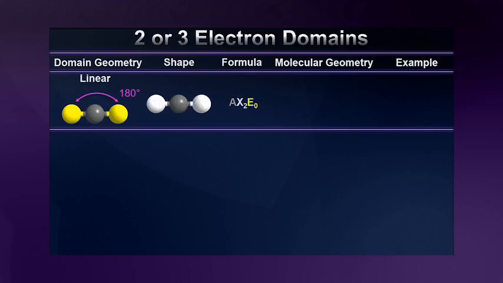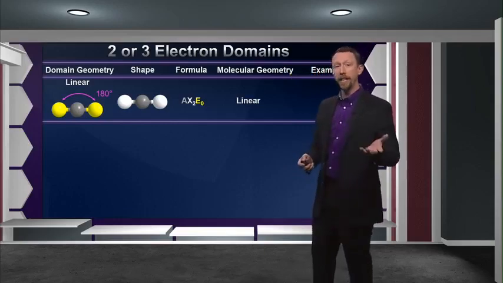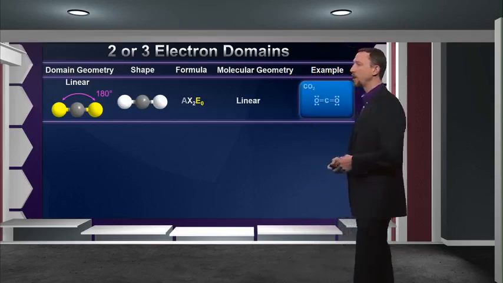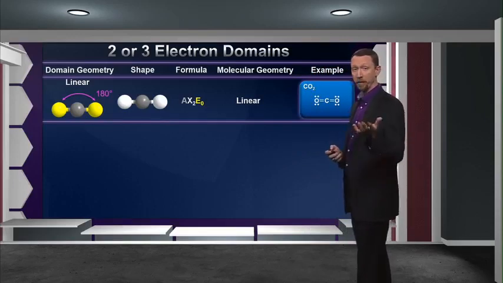AX2E0, where the X represents bonded atoms, the E represents lone pair electrons, and the A, of course, represents the central atom. Now, we would call this molecular geometry linear because it mirrors the linear domain geometry. And an example of a molecule like this is carbon dioxide, just like the carbon dioxide that you're inhaling and exhaling right now.